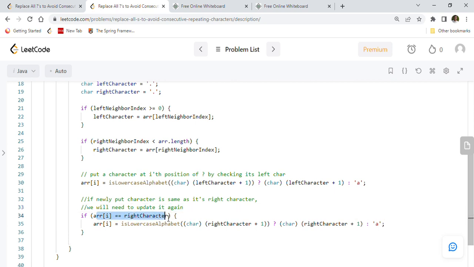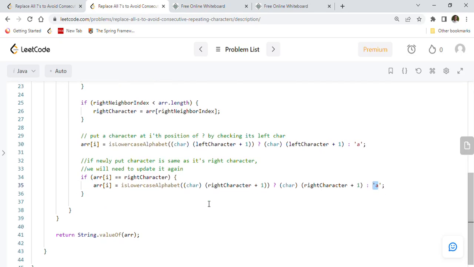So array of I is equal to right character, correct? Then we have to update that character. So again we will get the next character of the right character. This is how you will get the next character of the right character, right? Right character plus 1, you cast it to character and you will check that it should be a smaller English alphabet, right? And if that is the case, you will use that here, right character plus 1 casted, right? Otherwise A, right? So this way you will get the new array. At the end you just pass this array to a string dot value of method. It will convert the array into a string object and return it, right?